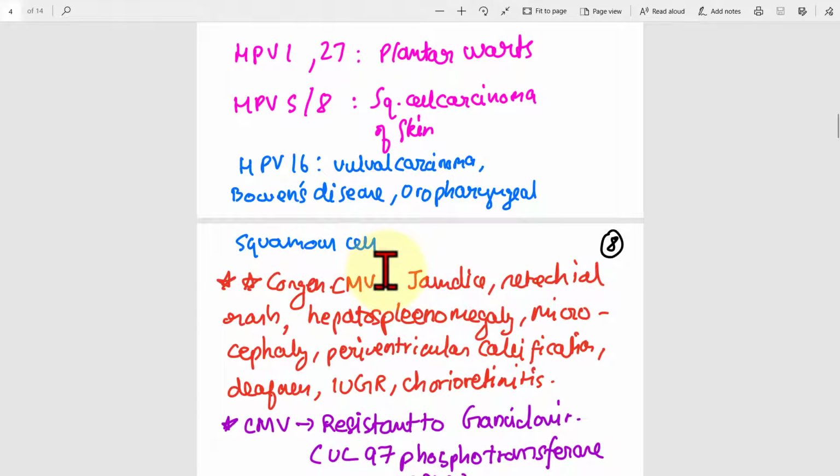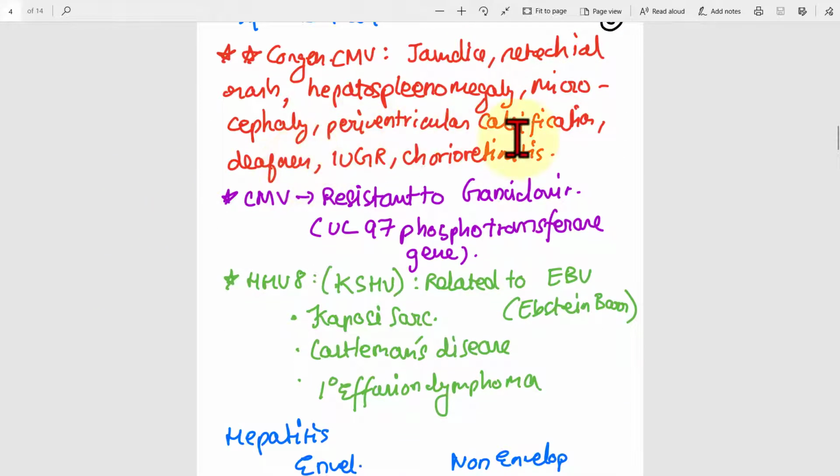And moving on to the congenital CMV, it can result in a clinical presentation such as jaundice, petechial rash, hepatosplenomegaly, microcephaly, periventricular calcification, deafness, IUGR, and chorioretinitis. And another point to add to CMV is that it is resistant to ganciclovir. This is due to the presence of the UL97 phosphotransferase gene. It is the mutation of this gene which leads to the resistance to ganciclovir.